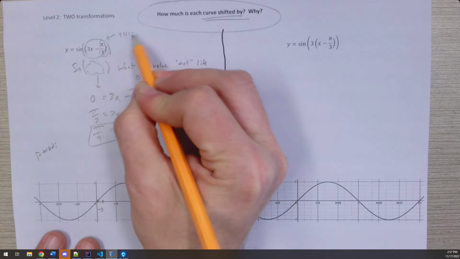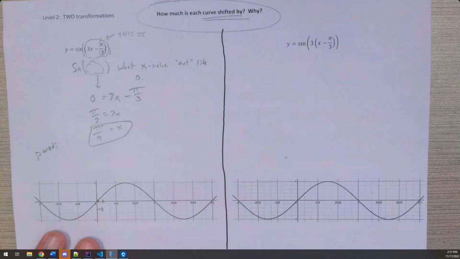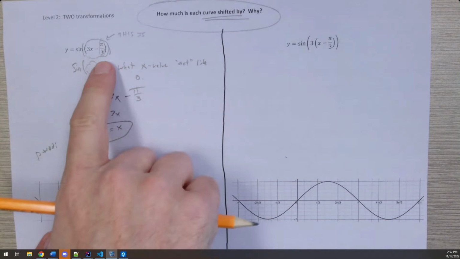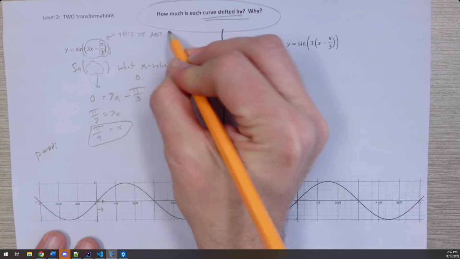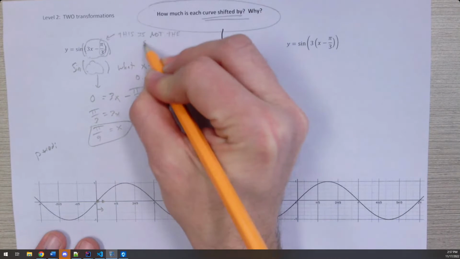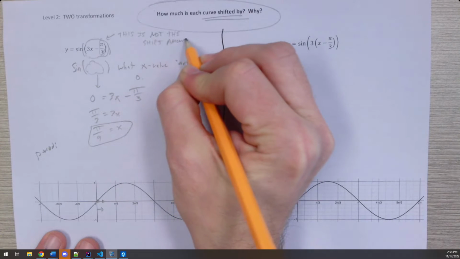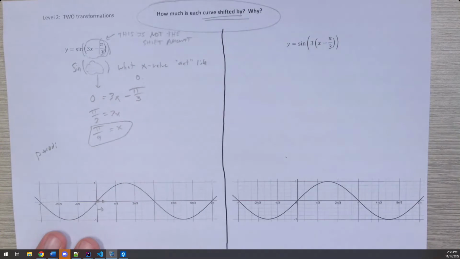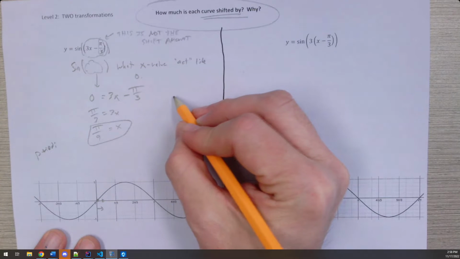So I was tempted to write this is a lie, but maybe that's not good for your notes. Maybe you should write this is not the shift amount. This is not the shift amount. This is a lie. They're lying to you. Lies and sacrilege. They're lying to you. Let's real quick figure out what the period is here.